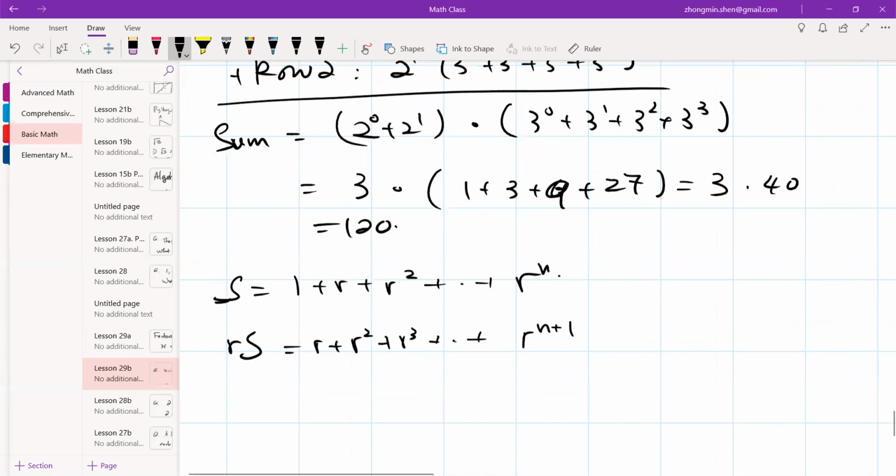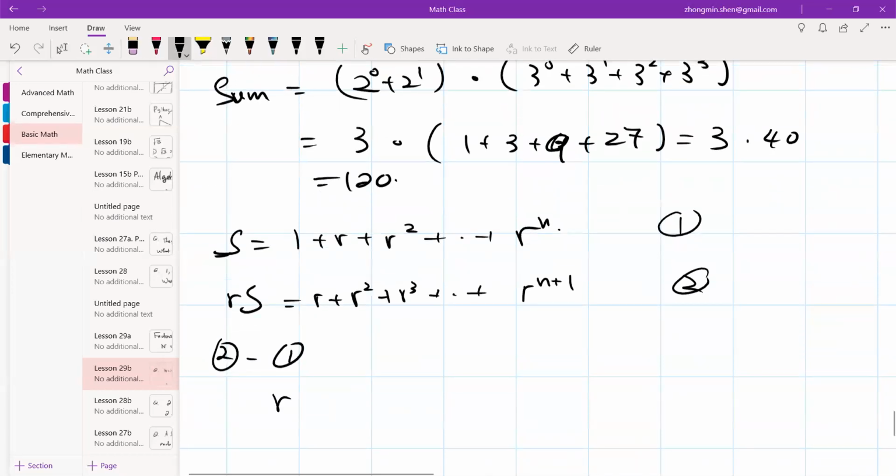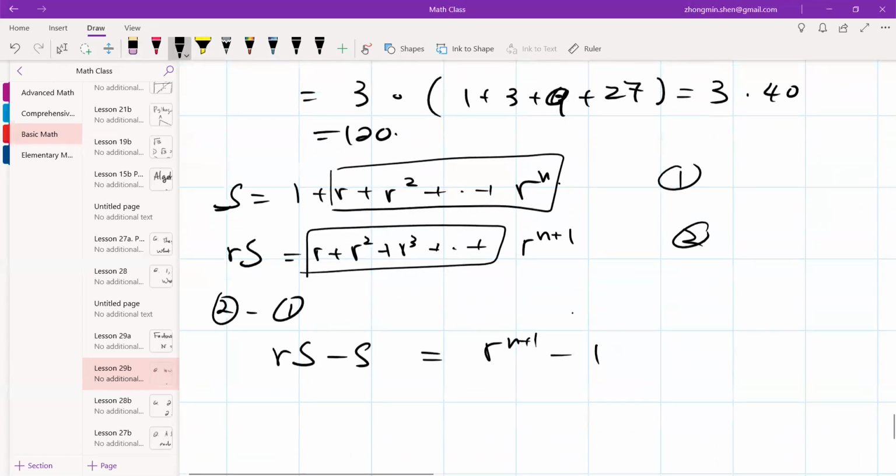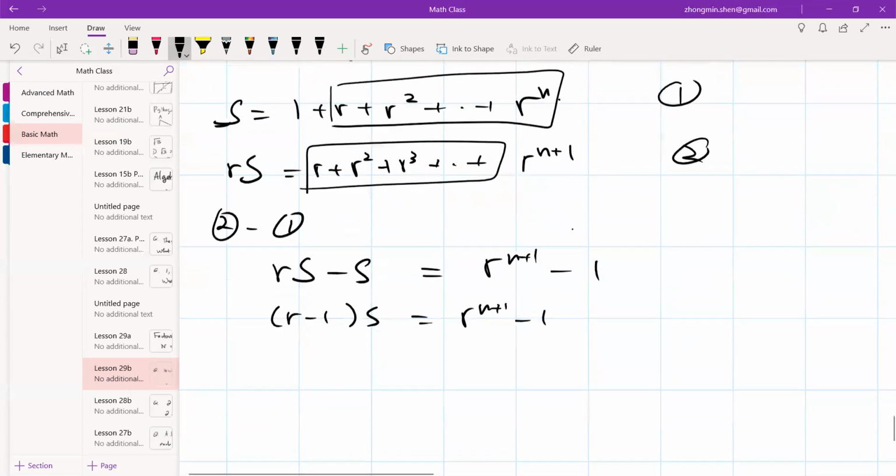Then what do you get? Equation 1, equation 2. Equation 2 minus equation 1. So you get RS minus S. On the other side, when you do subtraction, all of them will be gone. Only the last term is left, it's minus 1. So here you have R minus 1 times S, and then you solve for S.